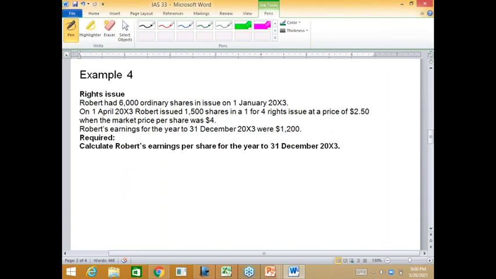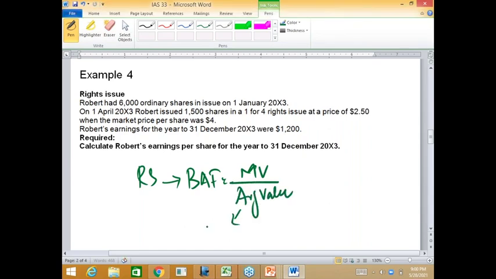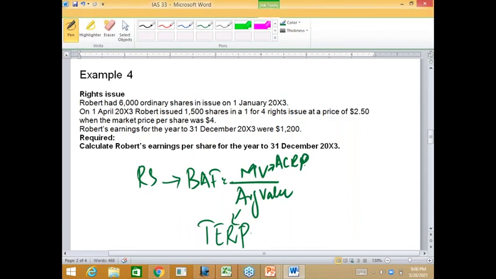Now please solve this question. This part is related to rights shares. In rights shares, you also need to calculate the bonus adjustment factor, which will be based on the market value divided by the average value. The average value is also called the theoretical ex-rights price, and the market value is also called the actual cum-rights price. Please try to solve this question.